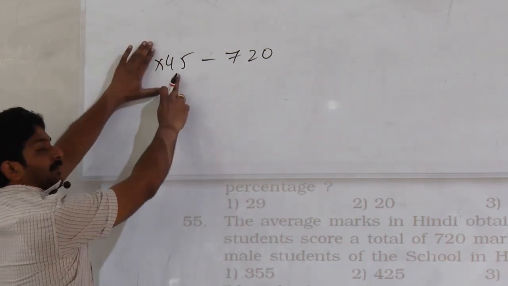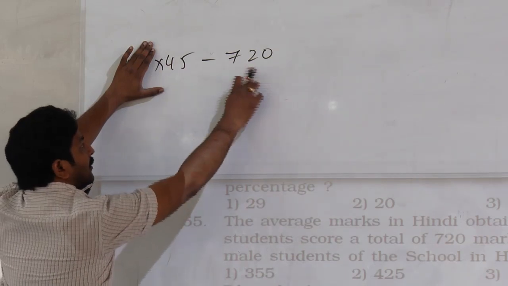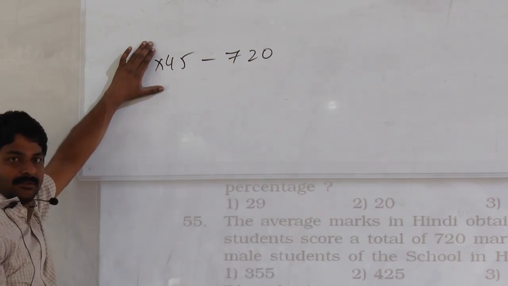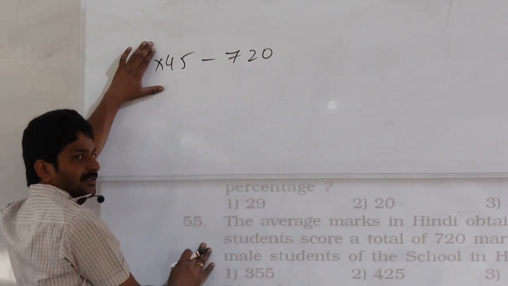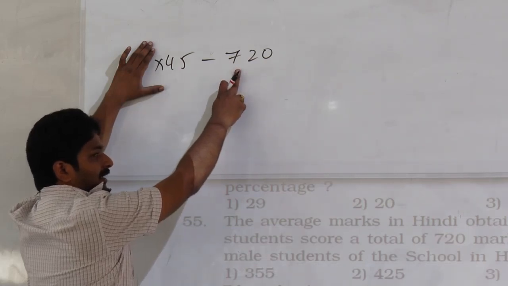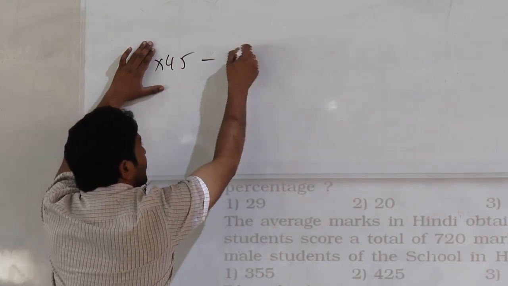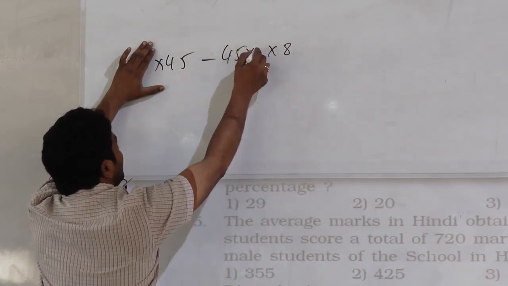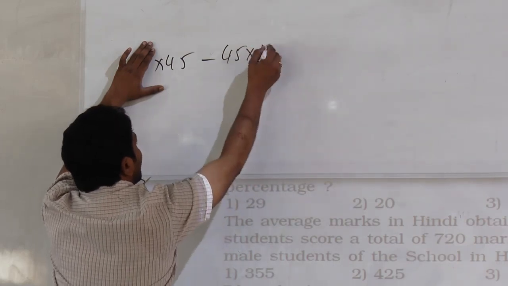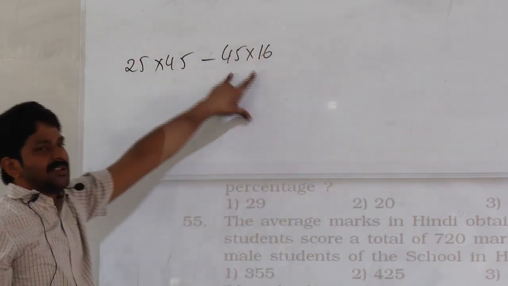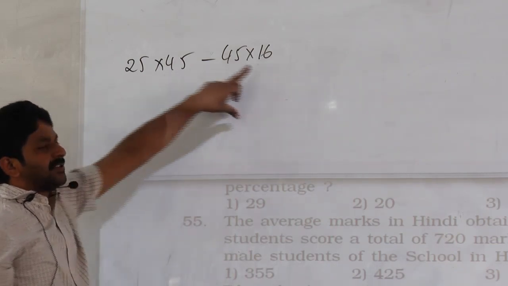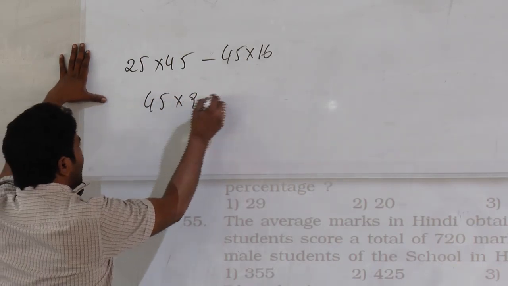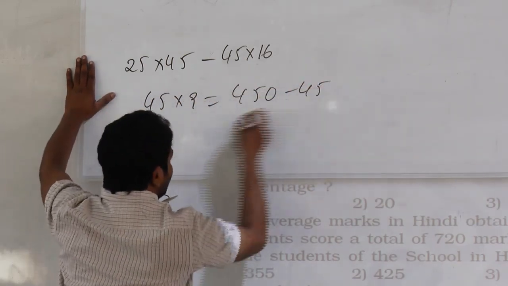You know that this is a 45 multiple. 45 two times? How many 90s are there? 8. So you can write this number as 90 into 8, and write this number 90 as 45 into 2, 2 into 8, 16. This is a 45 multiple, this is also a 45 multiple. 25 times and then this is 16 times. Difference is 9 times. 45 9 times, which is 450 minus 45, 405.